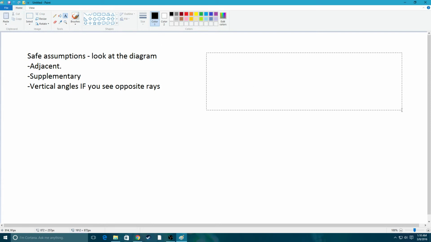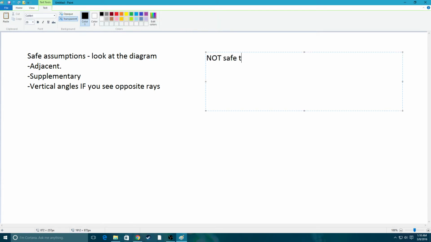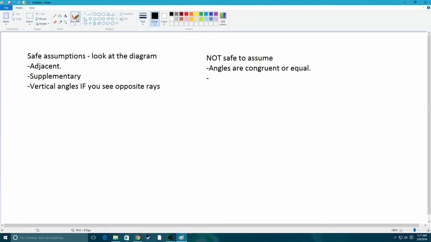Certain things are not safe to assume just by looking at a diagram. You can't ever assume that angles are congruent or equal. You just can't assume it. It has to be explicitly given to you that they're equal. The only time that you can assume that angles are congruent or equal is if they are vertical angles. If they are vertical angles, then you can say they're equal. But you have to have that vertical first.